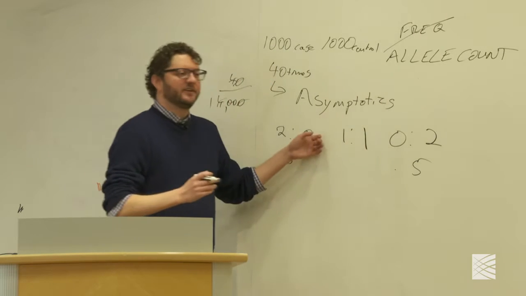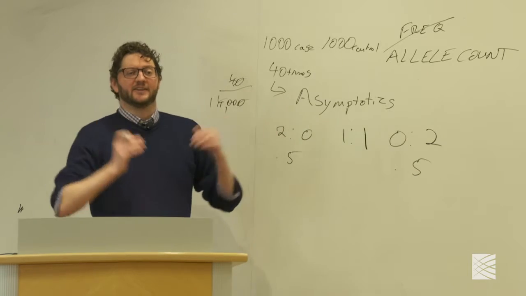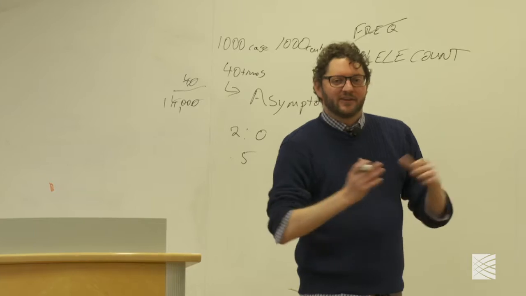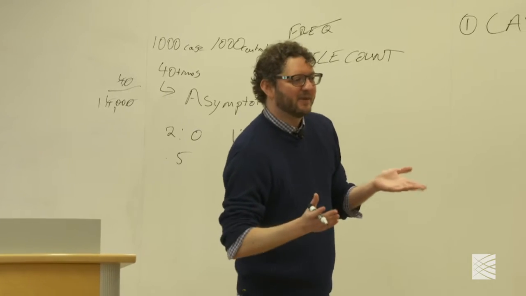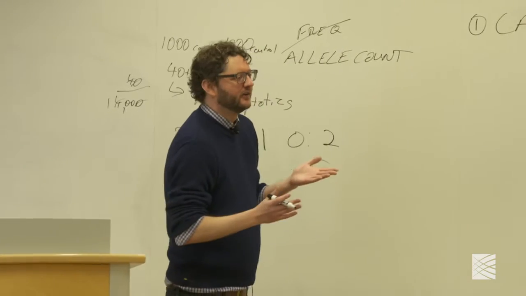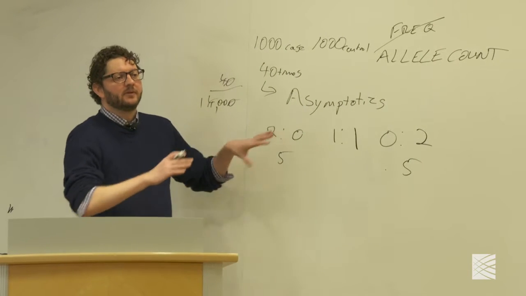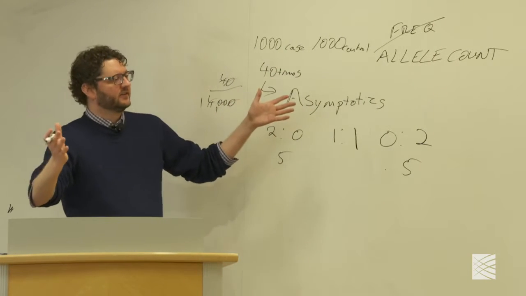So what do you do if you don't have enough observations? What do you do? What do you think? Any ideas? Well, you can sequence more people. It's maybe very expensive. Another thing that you can do is maybe not look at one variant at a time, but now try and look at a set of variants, right?